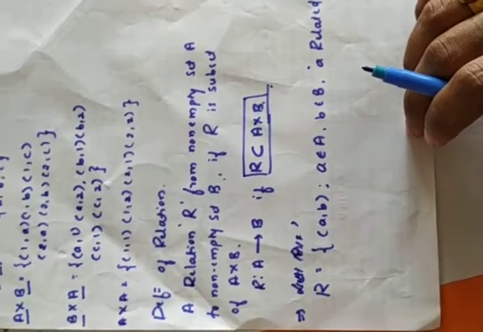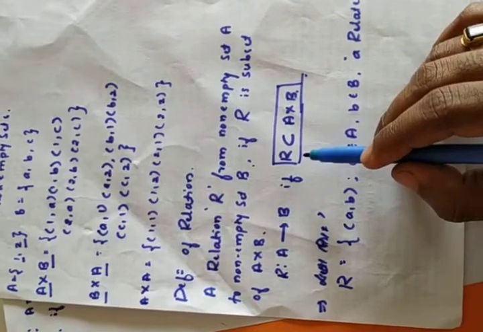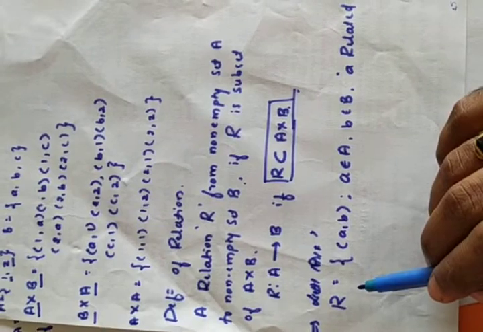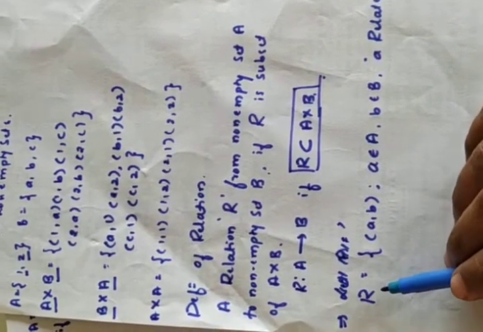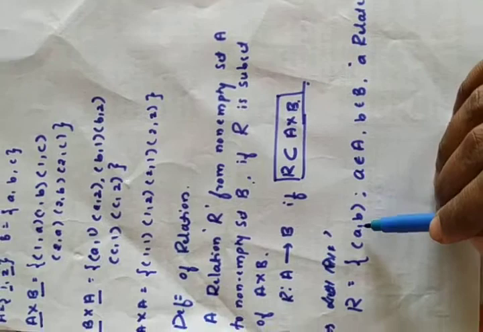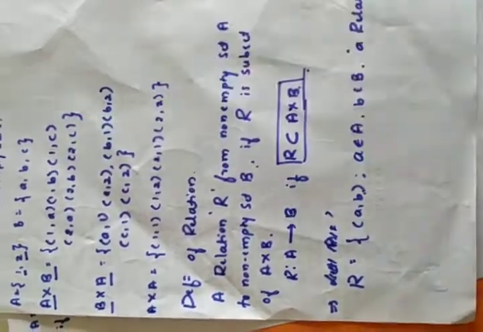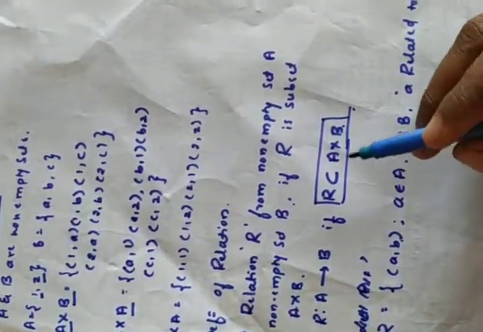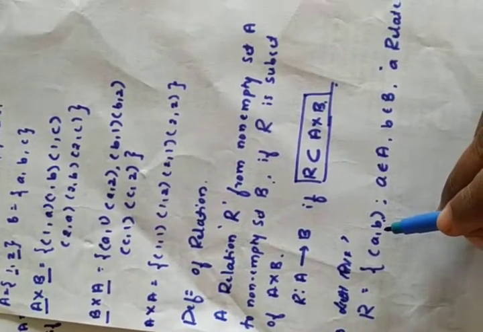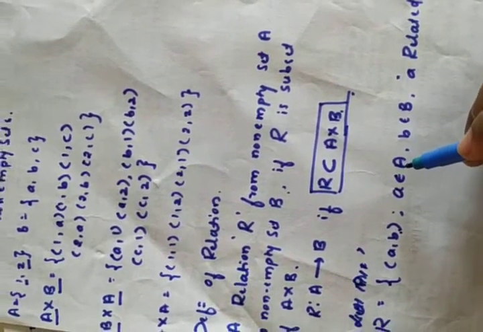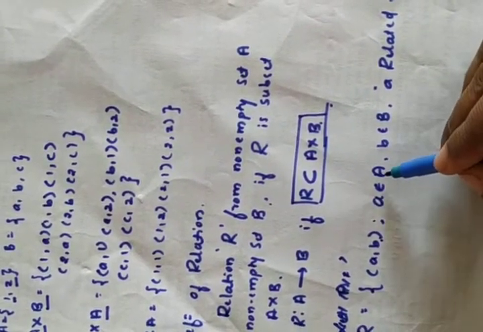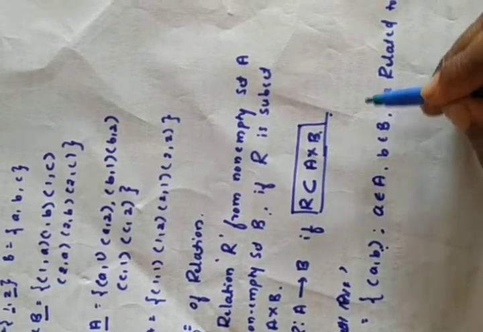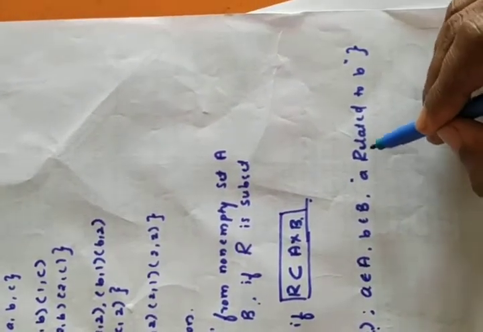So here, before going to solving the example for the definition of the relation R, we can write the relation R in the set builder form as R equal to pair of (a, b). This pair (a, b) we choose from the Cartesian product, because R is always a subset of the Cartesian product A × B. A is the first element taken from the set A, and B is the second element taken from the set B, where A is related to B.